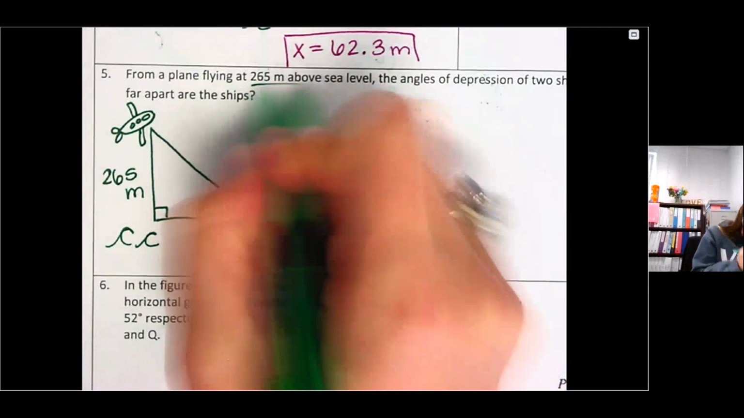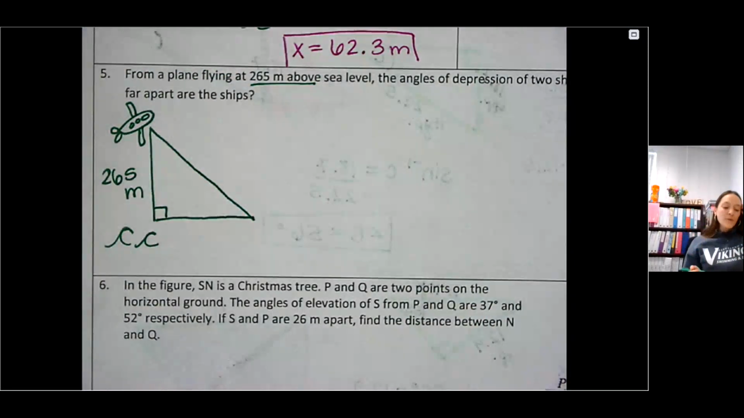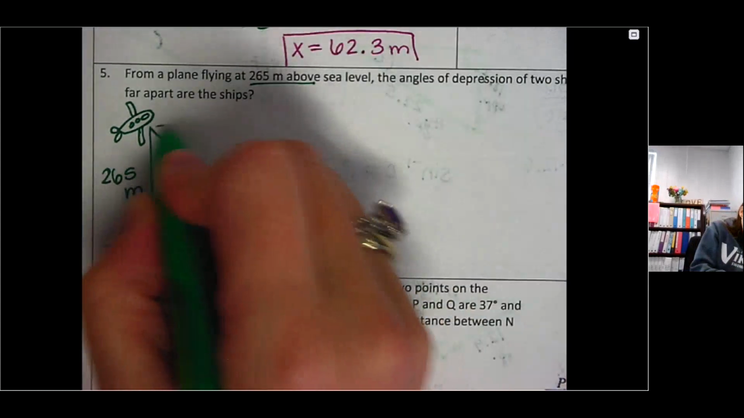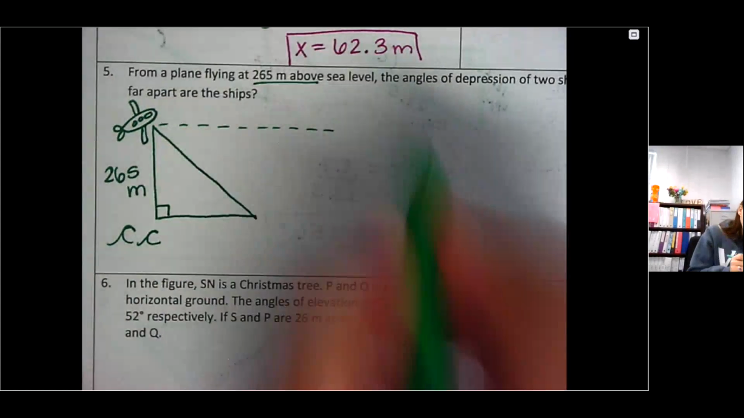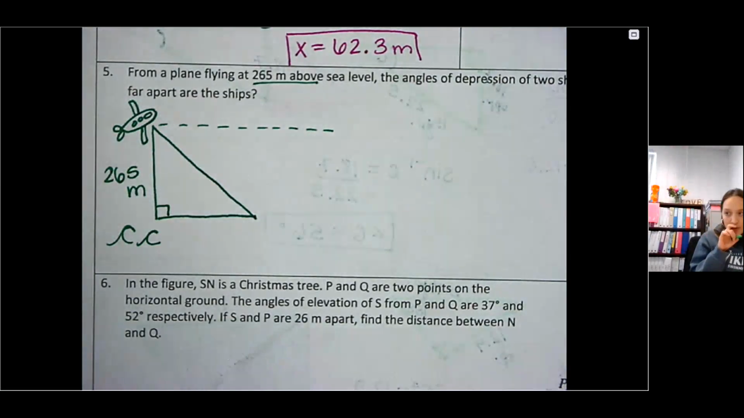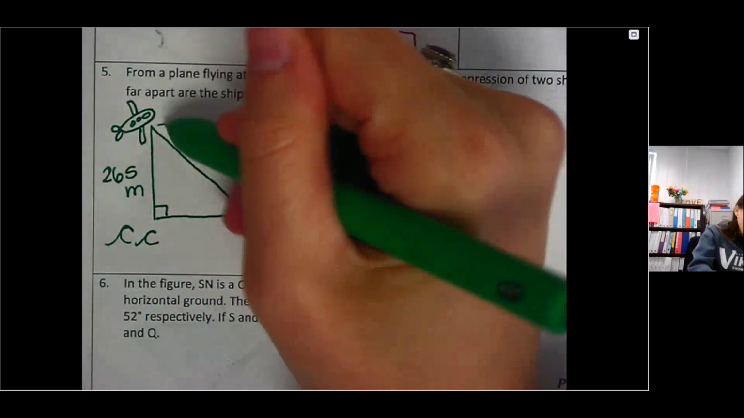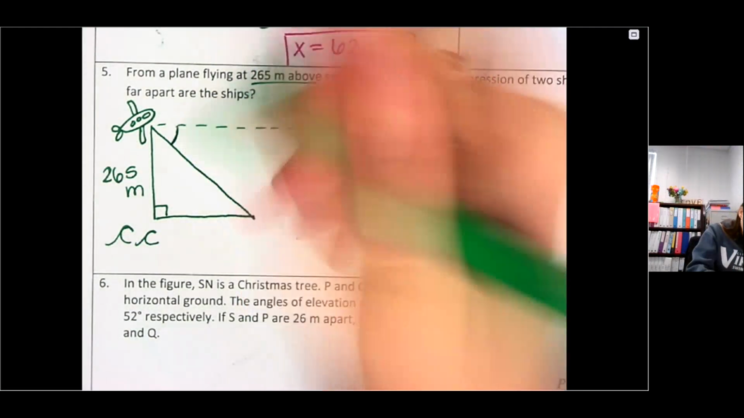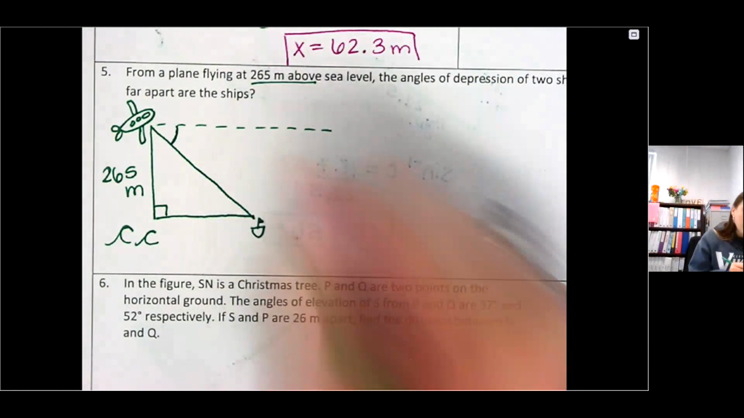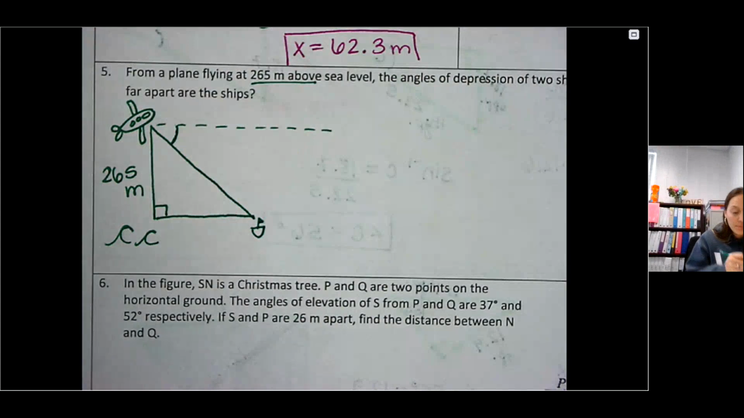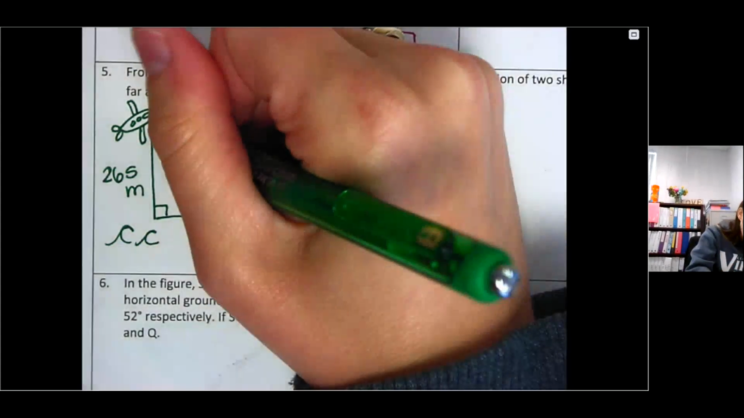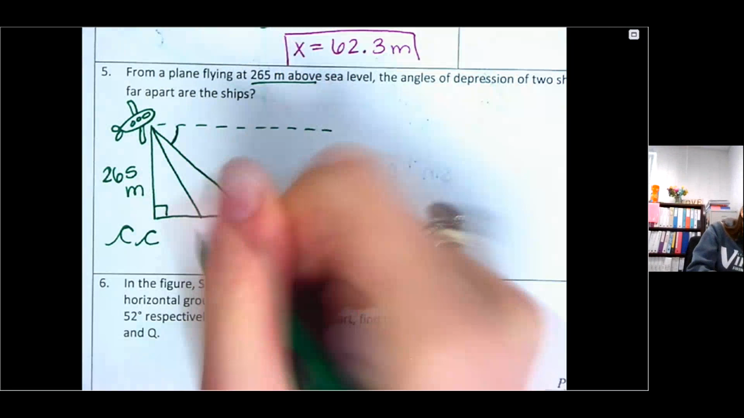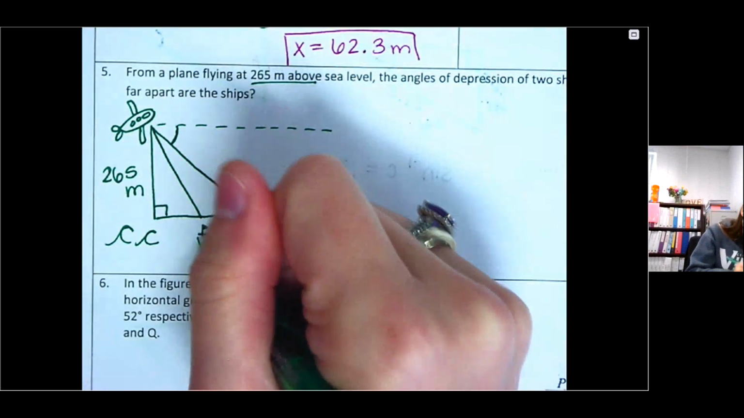There's my height. And it says the angles of depression of two ships sailing east measure 35 degrees and 25 degrees. So depression means if I was looking directly out, going down are going to be my angles of depression. Now, when I look down right here, this only gets me to my first ship, but there are two ships. So I have another angle of depression looking down.